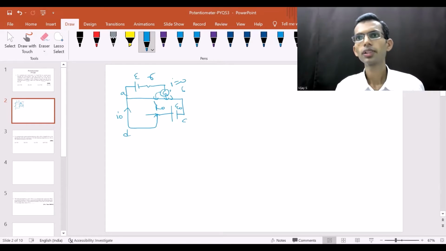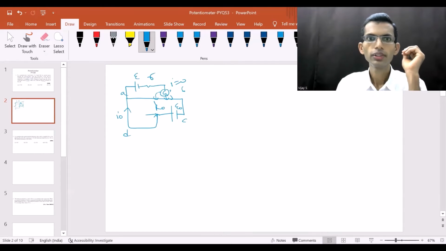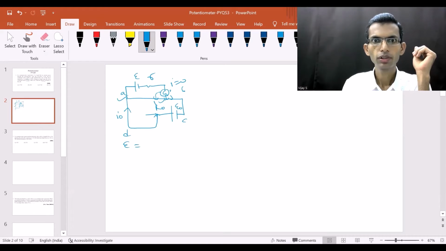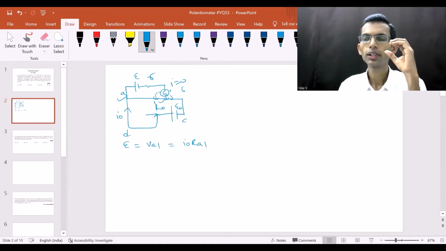At balance, what happens? Cell e.m.f becomes equal to potential difference between junction A and moving contact position 1. So that means E becomes equal to VA1, which is equal to I0 into RA1 from Ohm's law, where I0 is main circuit current, RA1 is resistance of the wire between junction and moving contact position 1.